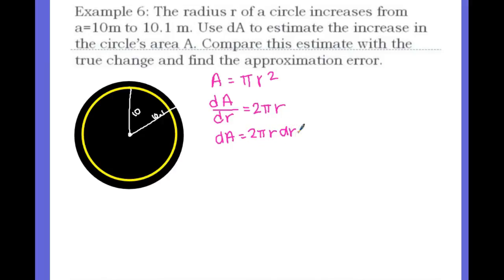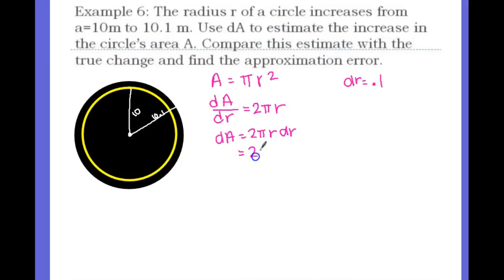So it asks me to find dA. So dA would be 2 pi r dr. Now what I was getting at is what is dr? All my other problems have told me dr. They told me what's the differential change. It would be 0.1 because you go from 10 to 10.1. So this is your x. This is your x plus dr, or delta x. So dr would be 0.1.